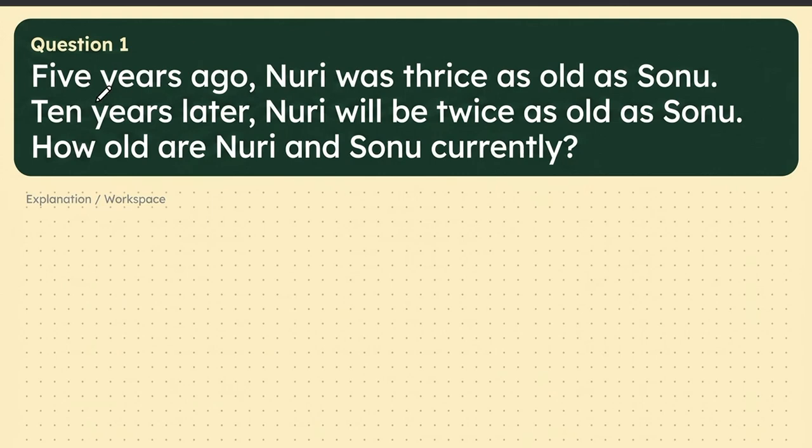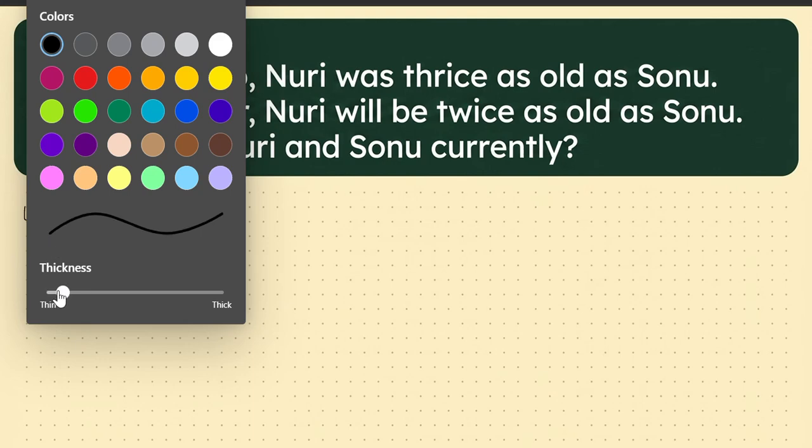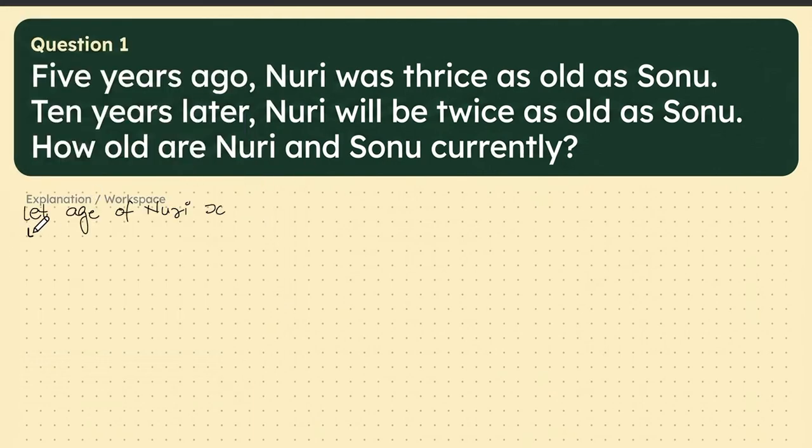So look at the first one. 5 years ago, Nuri was thrice as old as Sonu. And 10 years later, Nuri will be twice as old as Sonu. So there are two persons here, Nuri and Sonu. So first we will consider x and y. Let age of Nuri be x, and the second person is Sonu, so let age of Sonu be y. So age of Nuri is x and age of Sonu we have taken y.